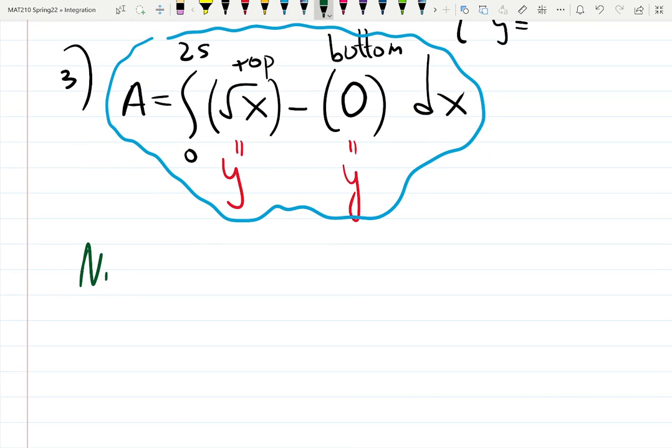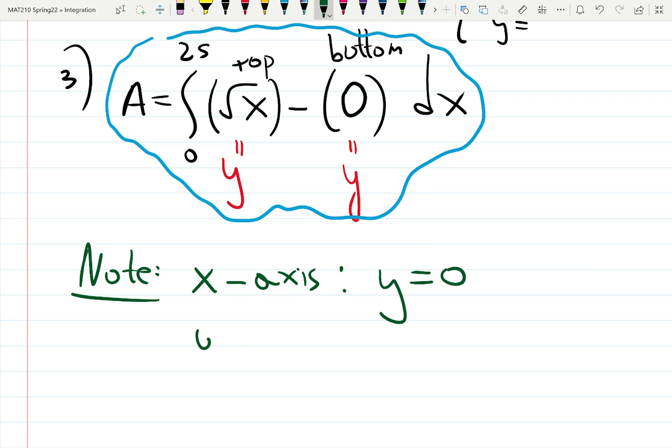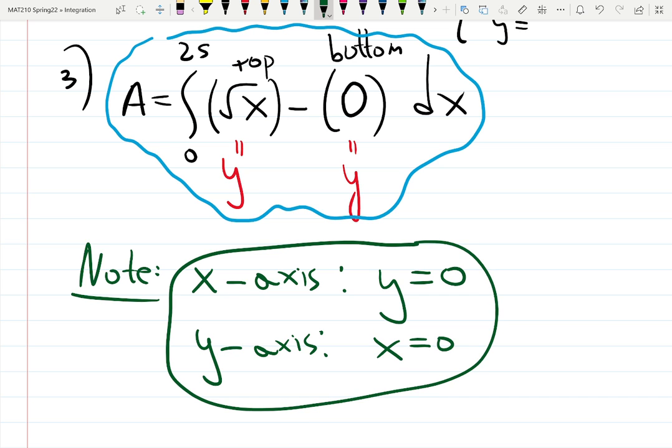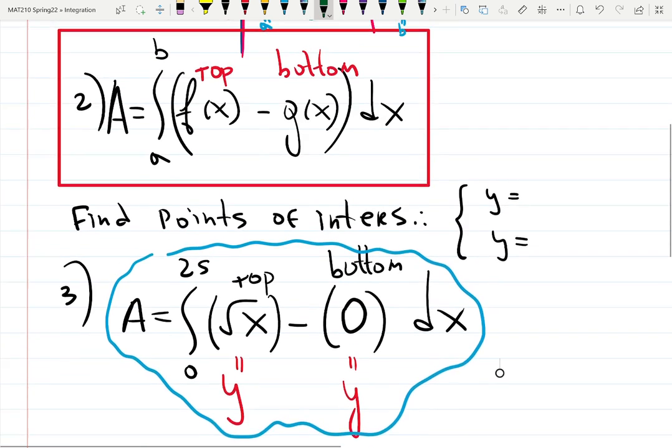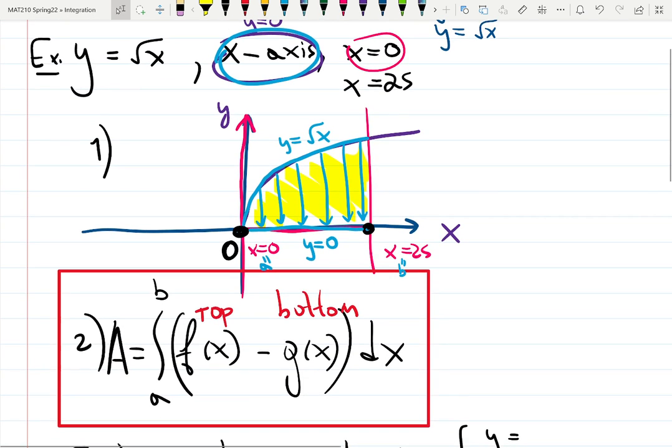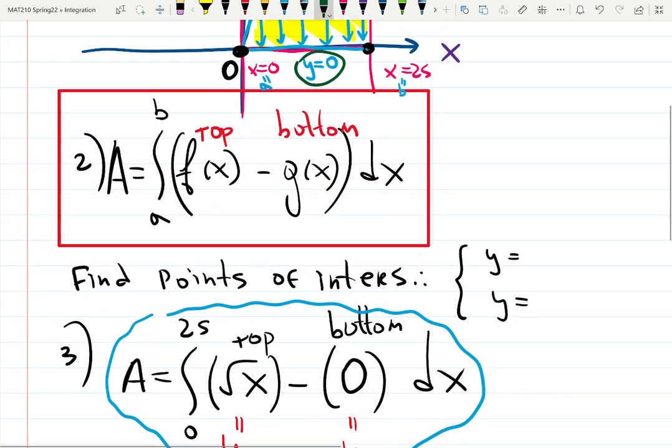Note, x-axis can be called y equals 0, and y-axis can be called x equals 0. It's always the opposite. So this is what I used to create this equation. They said x-axis, and I thought, oh, that's y equals 0, and that will be the floor of this area. So find the ceiling and find the floor, and you do the ceiling minus the floor.